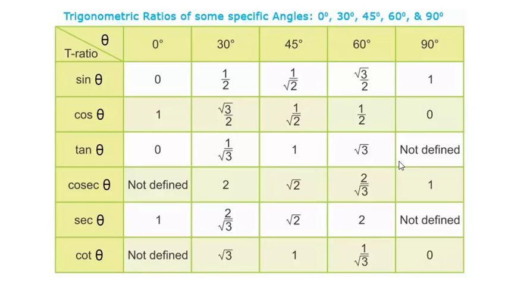First let us see sine 0 degree. Sine 0 degree is 0. Sine 30 degree is 1 by 2. Sine 45 degree is 1 upon root 2. Sine 60 degree is root 3 by 2. And sine 90 degree is 1.